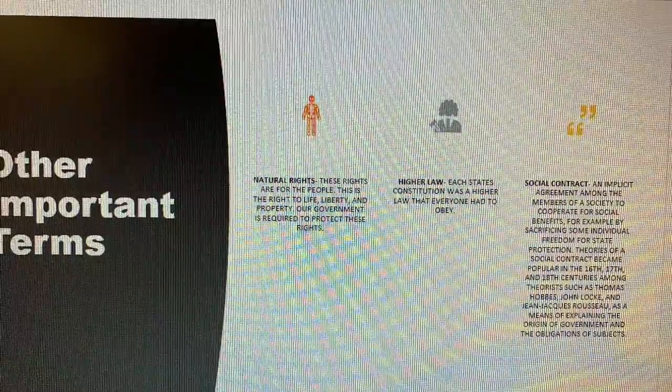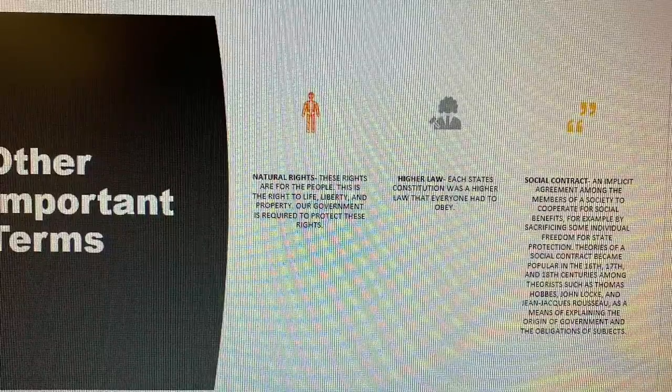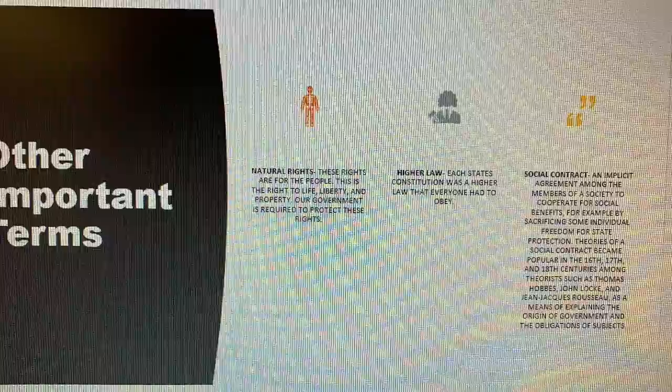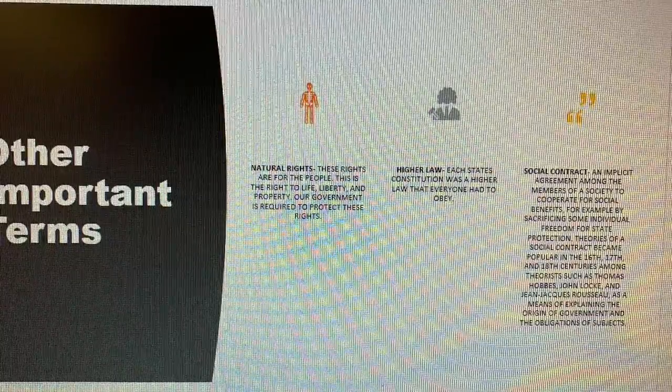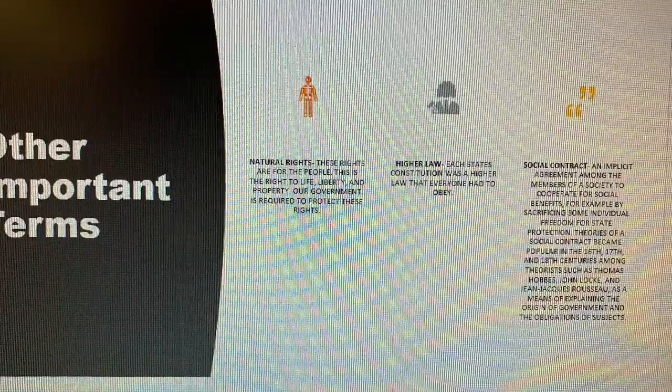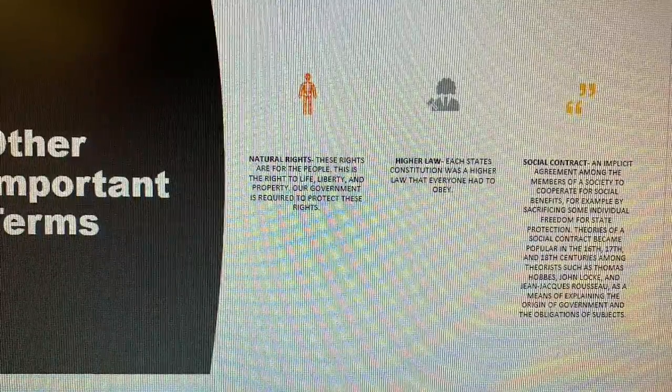Other terms: natural rights. These rights are for the people. This is the right of life, liberty, and property. Our government is required to protect these rights. Higher law. Each state's constitution was higher law that everybody had to obey.